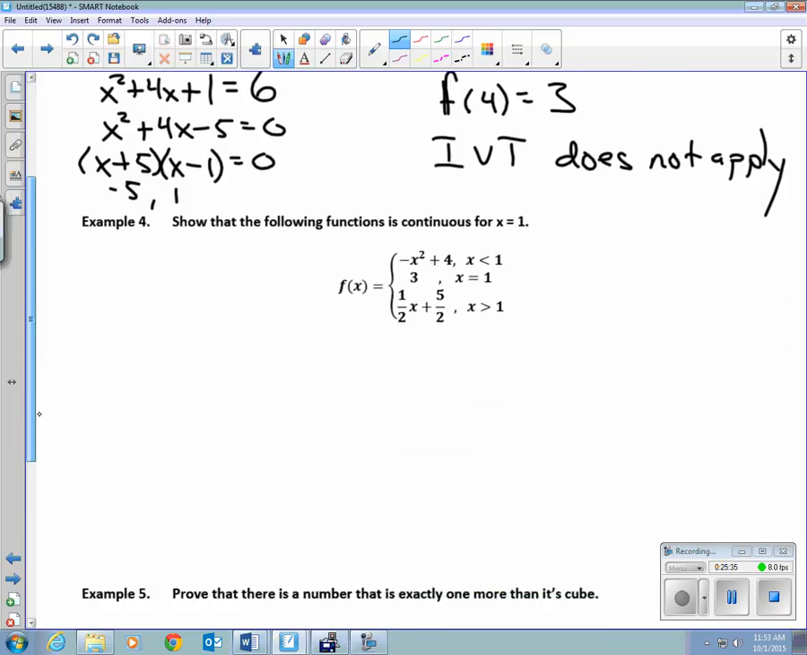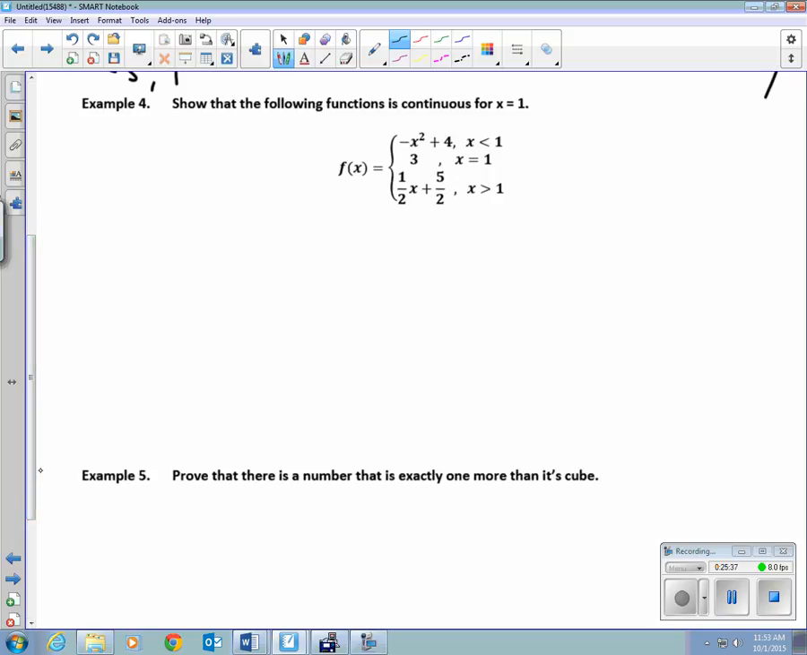Okay, 2 more examples. It says show that the following function is continuous at x equals 1. This is a piecewise function. We need to know how to sketch these and graph these. These are on the AP test. So I'm going to make a graph.